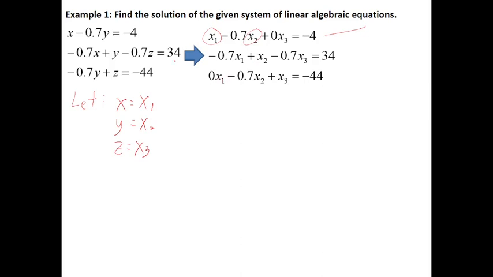This is our first equation. Then we have the second equation. So we have minus 0.7 x sub 1 plus y, x sub 2 minus 0.7 x sub 3 is equal to 34. Now, then we have this equation, the third equation.